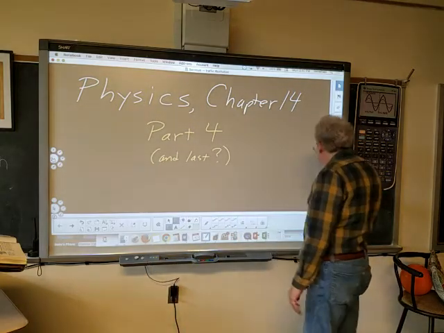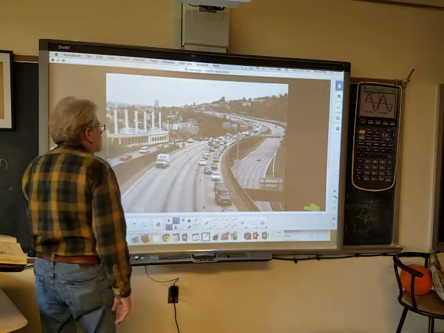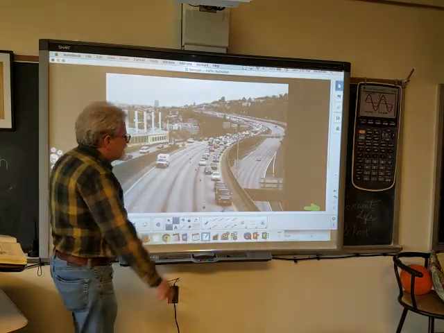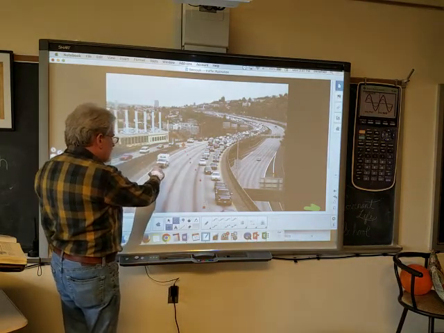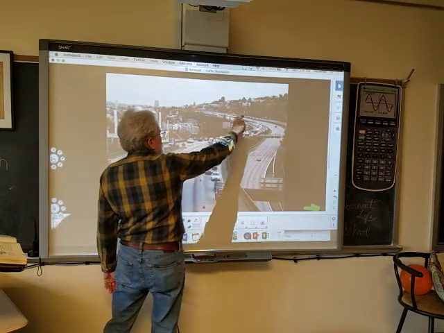Consider this. A typical traffic jam. I have no idea where this picture came from, found it online. We've got, apparently, it looks like an ambulance. There must be an accident up ahead here. But we've got all this traffic backed up way back here.